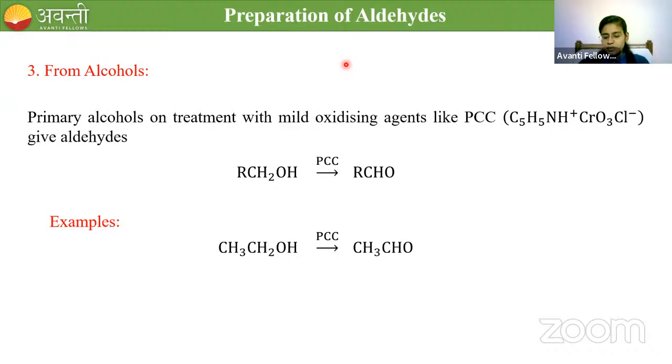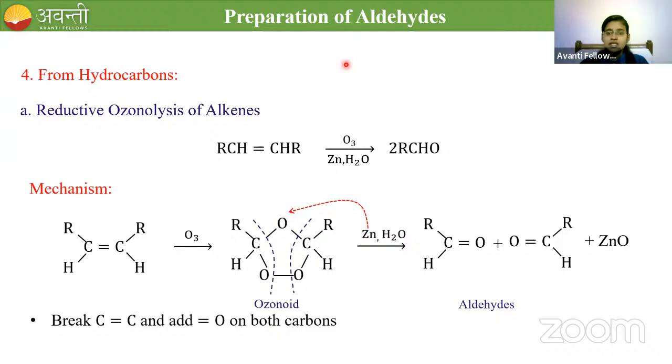Now the fourth method of preparation is from hydrocarbons. The first is from acyl halide. Second is from nitrile and ester. Third is from alcohol. And the fourth is from hydrocarbon. Under this hydrocarbon topic, we have subdivisions. The first subdivision is reductive ozonolysis of alkenes. We have an alkene, which means a carbon double bond carbon system. It is treated with ozone. What is ozone? O3.